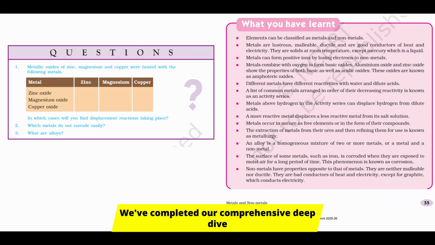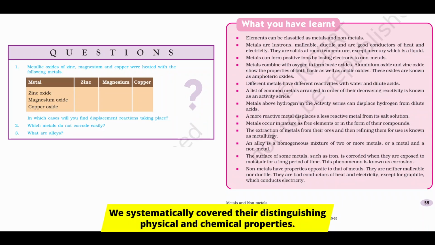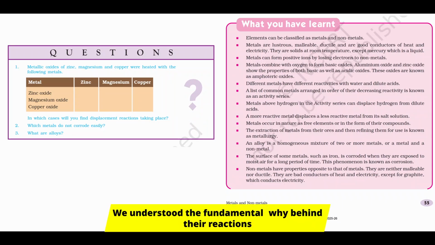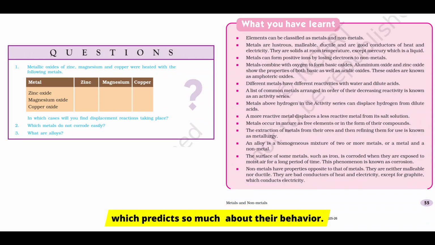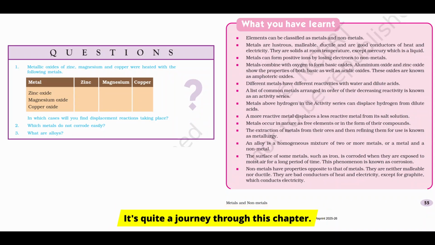We've completed our comprehensive deep dive into metals and nonmetals. We systematically covered their distinguishing physical and chemical properties. We understood the fundamental why behind their reactions by exploring electron configurations and ionic compound formation. We dissected the incredibly important Reactivity Series, which predicts so much about their behavior. We then ventured into the intricate processes of metallurgy, covering occurrence, extraction based on reactivity, heating, carbon reduction, electrolysis, and finally, refining. And of course, we rounded it all off by looking at corrosion, that universal challenge, and its various practical prevention methods like galvanization and alloying. It's quite a journey through this chapter.